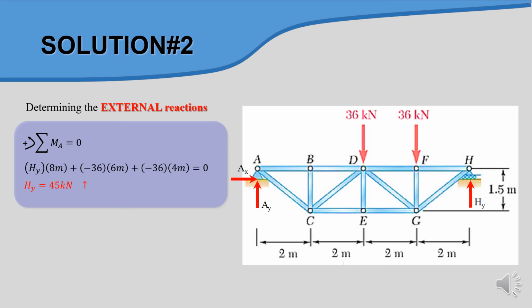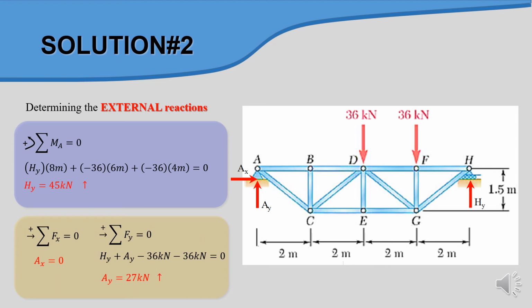In this case, the value is 45 kilonewtons in the upward direction. We also get the value of Ax equal to 0 and Ay equal to 27 kilonewtons. Then we proceed to get the values by using the method of section, whereby we cut the members BD, CD, and CE.